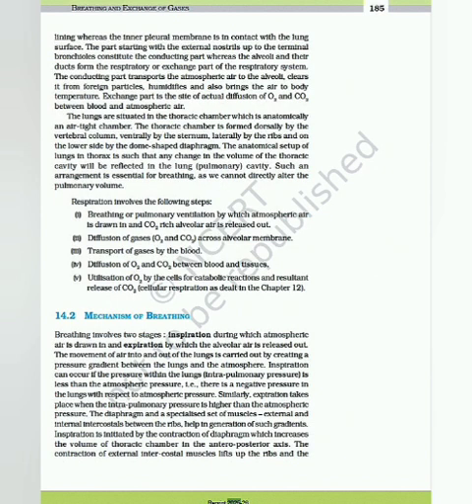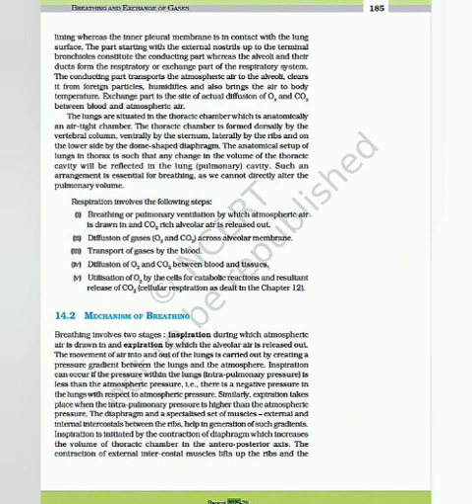Such an arrangement is essential for breathing as we cannot directly alter the pulmonary volume. Respiration involves the following steps. Step 1. Breathing or pulmonary ventilation, by which atmospheric air is drawn in and carbon dioxide rich alveolar air is released out. Step 2. Diffusion of gases like oxygen and carbon dioxide across alveolar membrane. Step 3. Transport of gases by the blood. Step 4. Diffusion of oxygen and carbon dioxide between blood and tissues. Step 5. Utilization of oxygen by the cells for catabolic reactions and resultant release of carbon dioxide, that is cellular respiration, as dealt in Chapter 2.